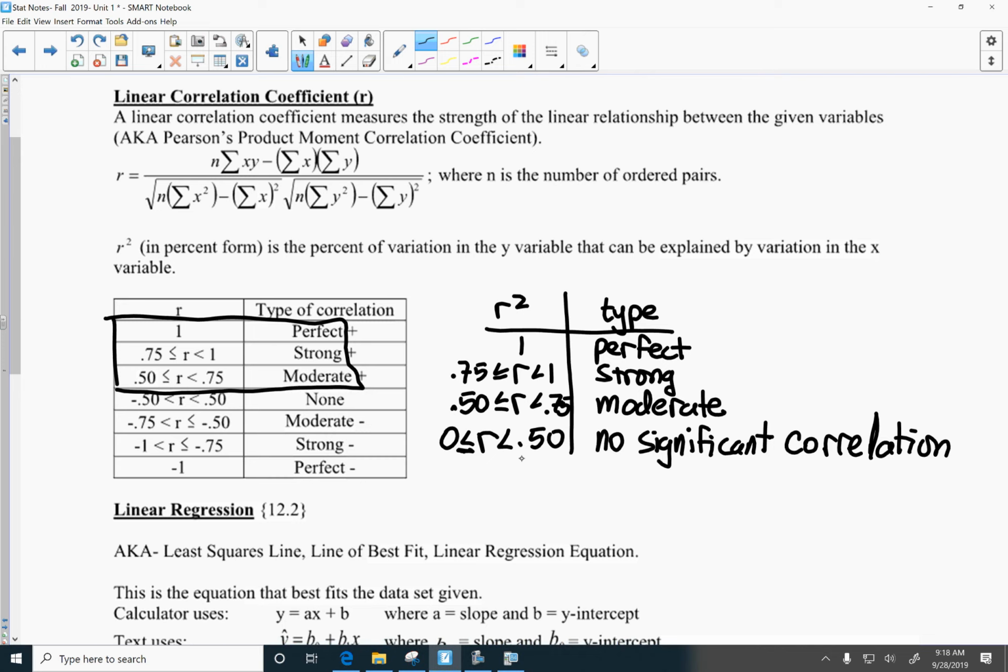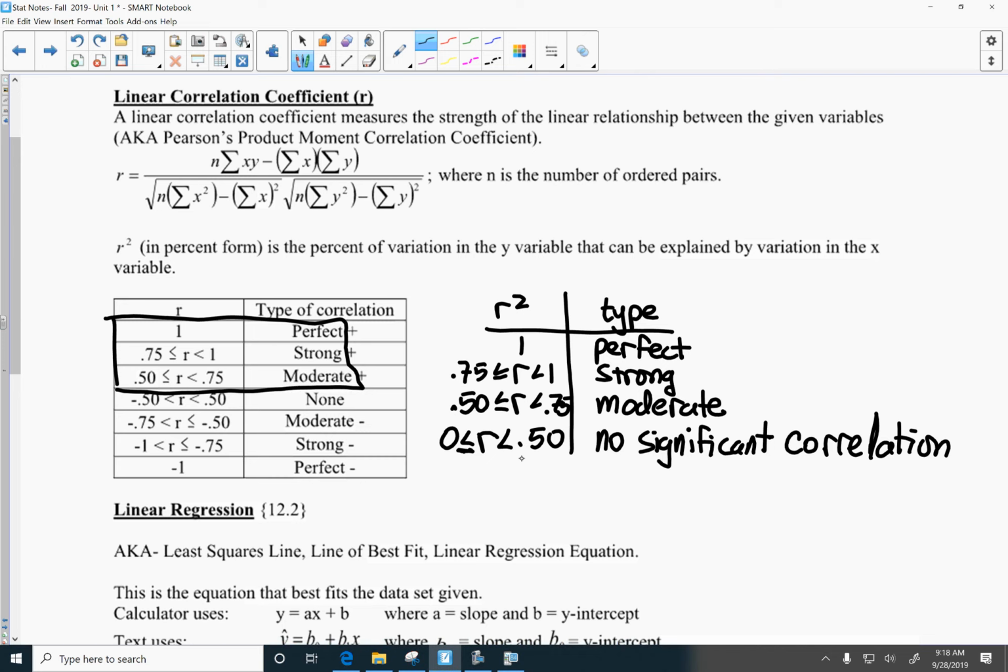All right. So a natural question on your end would be, all right, cool. How do we get that R squared value? All right. We'll get to that in a minute. The definition of R squared in percent form is the percent of variation in the Y variable that can be explained by variation in the X variable.